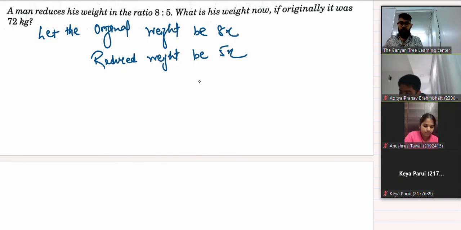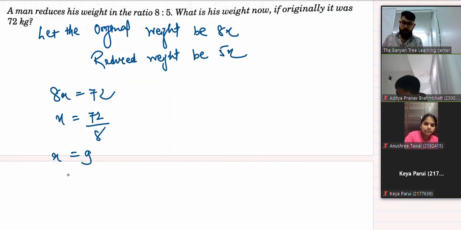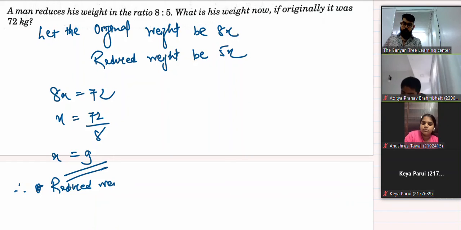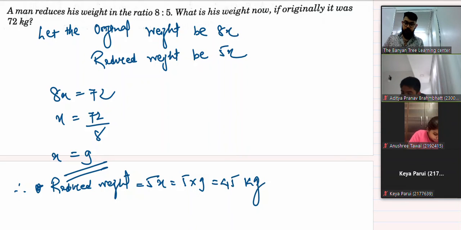ये ऐसे लिखना है तुम्हें, ठीक है? अब ओरिजिनल वेट कितना है, 72. सो 8x को हम 72 से इक्वेट कर देंगे. सो x will be 72 डिवाइड बाय 8. सो x will be equal to 9. अच्छा, x अगर 9 है, therefore reduced weight is equal to 5x, which is 5 into 9, which is 45 kg. That is the reduced weight.